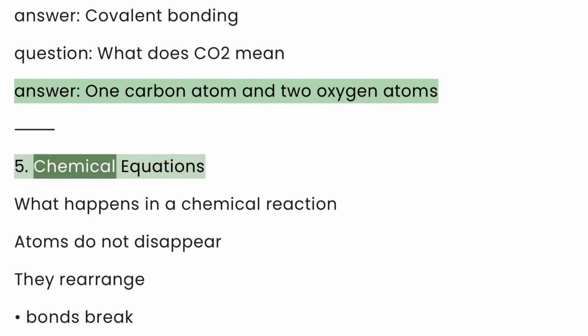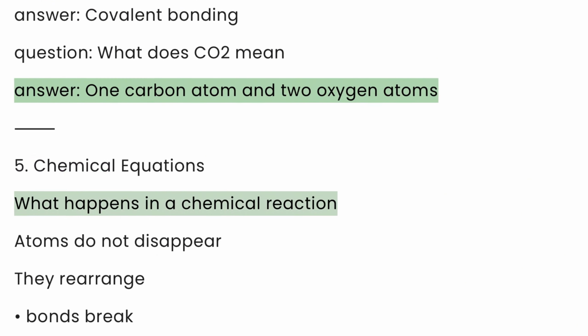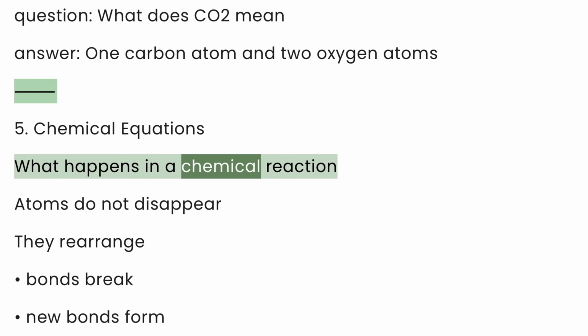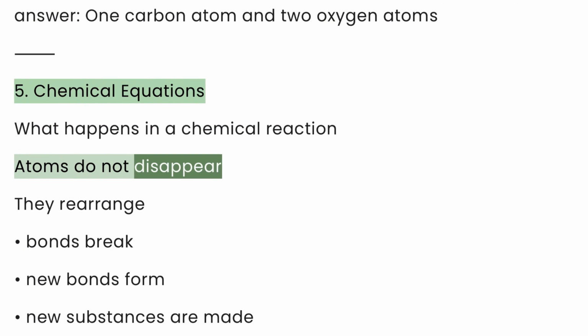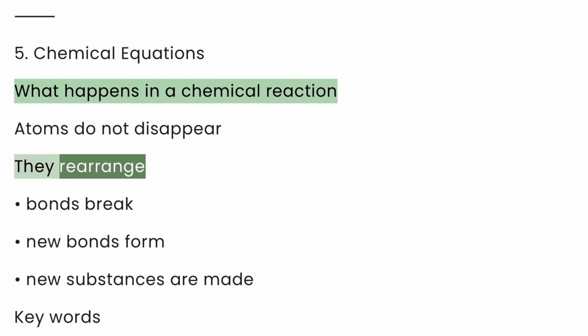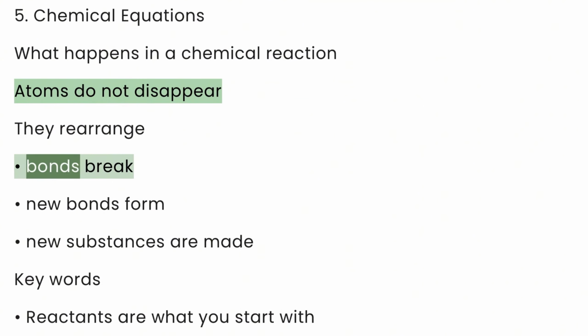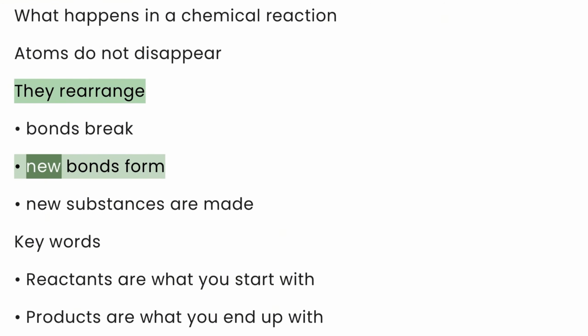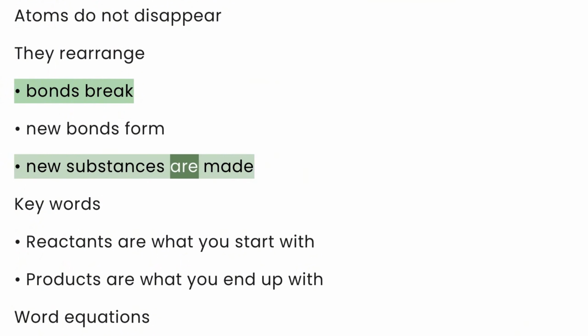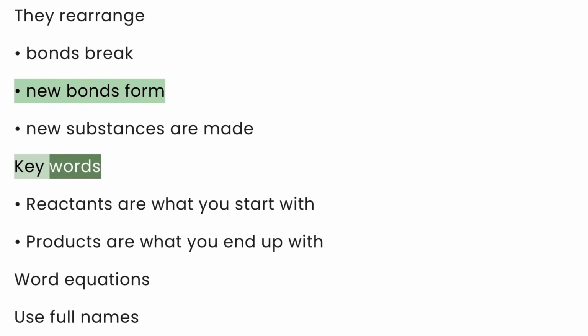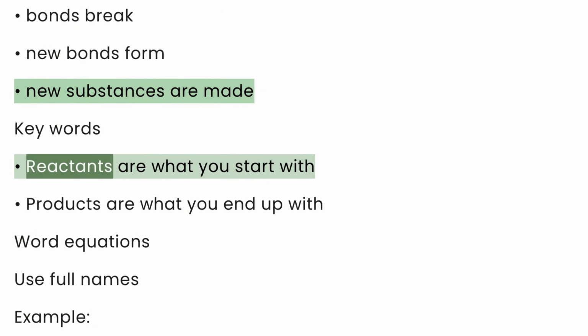5. Chemical equations. What happens in a chemical reaction? Atoms do not disappear. They rearrange. Bonds break. New bonds form. New substances are made. Key words. Reactants are what you start with.